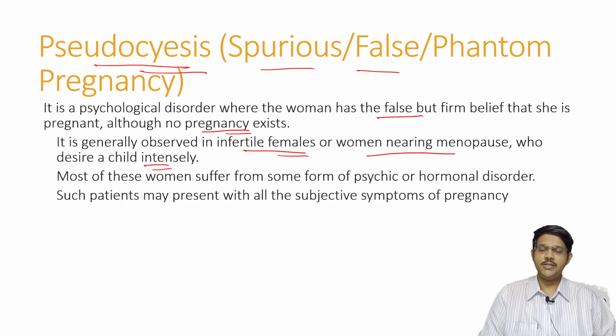Most of these women are suffering from some form of psychic or hormonal disorder. In these cases, the patient may present with all the subjective symptoms of pregnancy. Though they are not pregnant, they appreciate fetal movements, falsely thinking that intestinal movements are fetal movements. There may be enlargement of the abdomen because of overeating, and she may become obese and think that she is pregnant. This is a condition called pseudocyesis. Again, in these cases, we have to confirm whether the woman is pregnant or not.